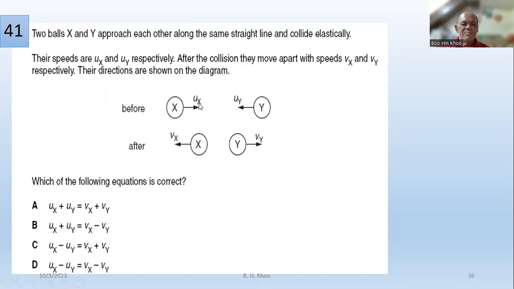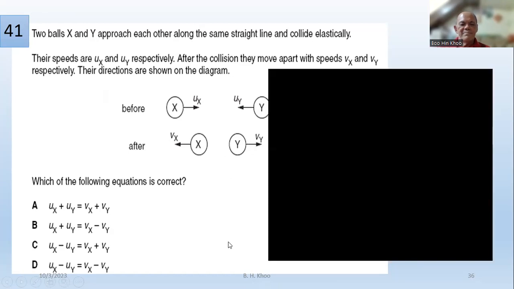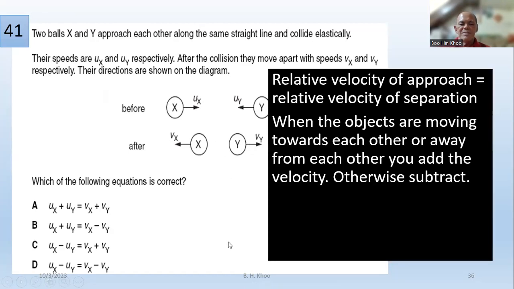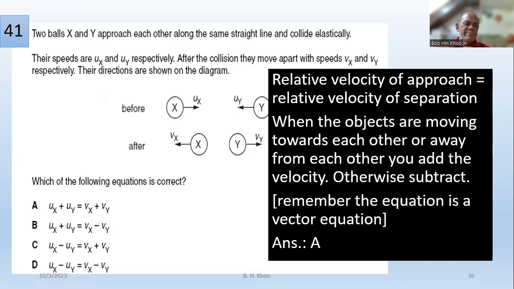Right? Remember, they are moving towards each other, so we add them up. They are moving apart, so we add them up. Right? So we use relative velocity of approach, relative velocity of separation. A.